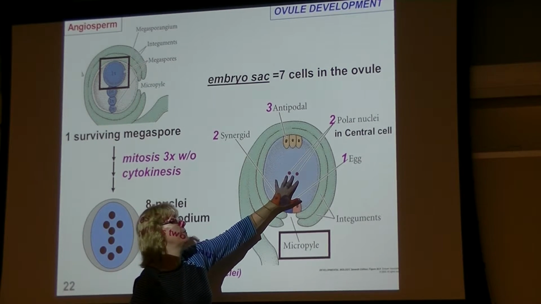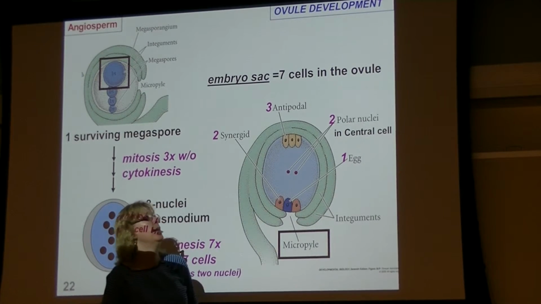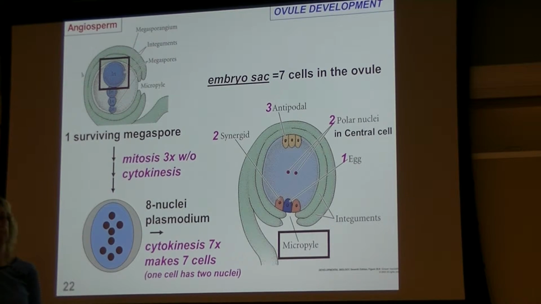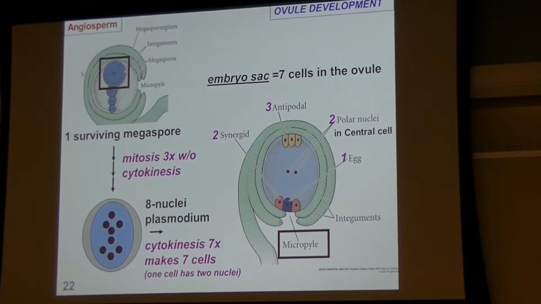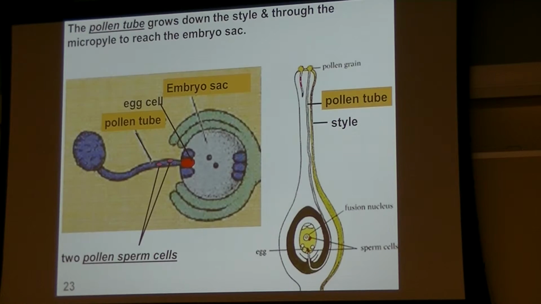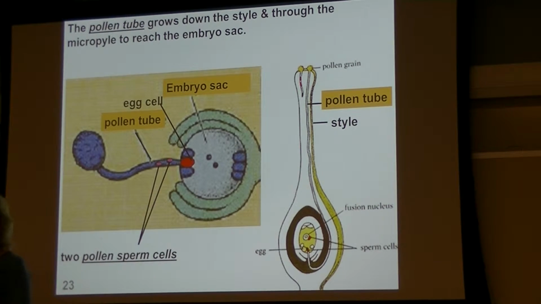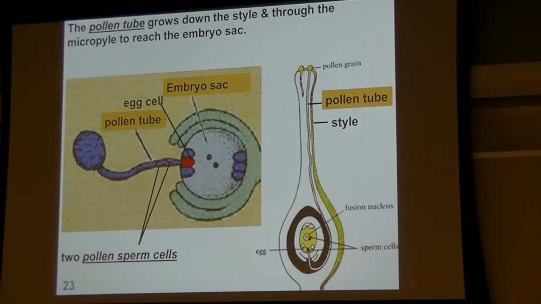And then that leaves 1 central cell that has 2 nuclei, and those are known as the polar nuclei, and that big blue cell is called the central cell. And that will be a cell that also combines with 1 of the sperm to make endosperm. I'm going to come back to that point, but what has happened here is the pollen tube has gone down and grown, and we have 2 sperm that are on their way here. And so plants actually have a double fertilization event that happens. And that's why we need 2 sperm.